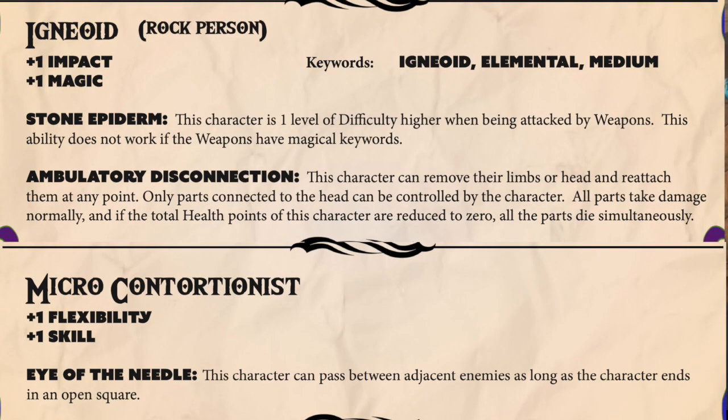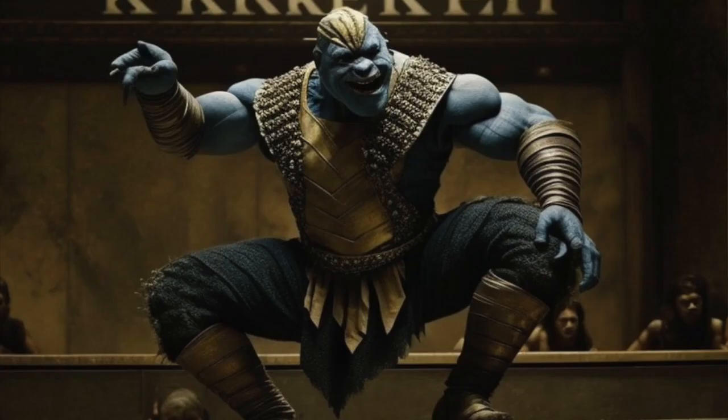Next up, I'm sorry, this is just silly. Igneoid Microcontortionist. Essentially, there's not a lot to say here. A rock person that is also essentially a Cirque du Soleil performer. And when you put that prompt into the AI generator, you get this image, which looks more like Shrek to me, but I think I put in Marvel Korg as the reference in Cirque du Soleil. And so here it is, what the rock person looks like in Cirque du Soleil.